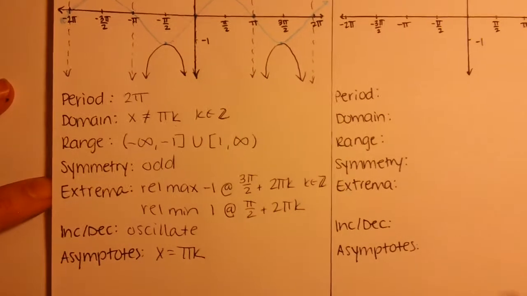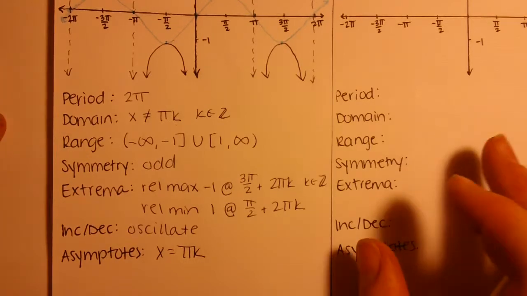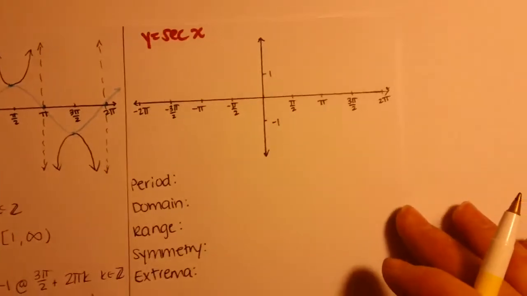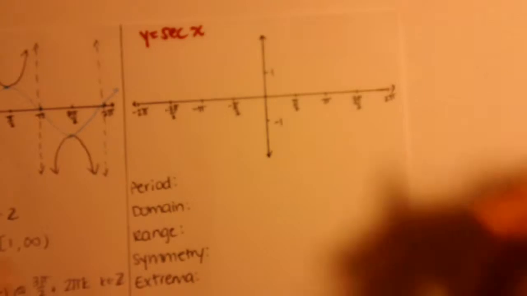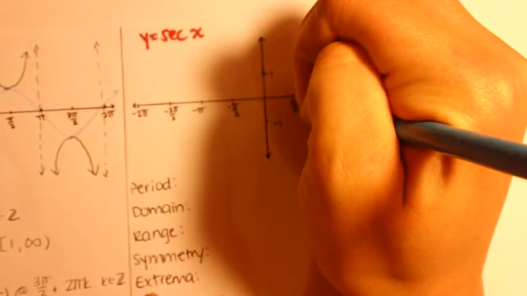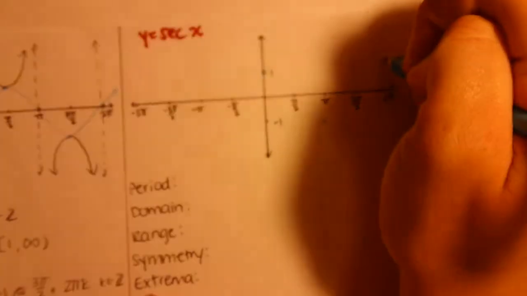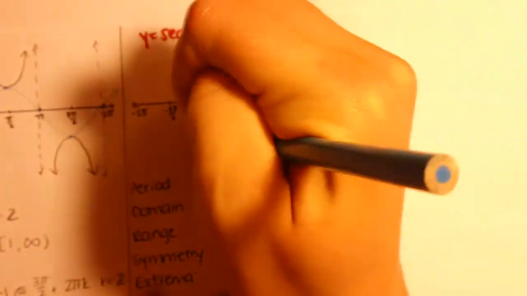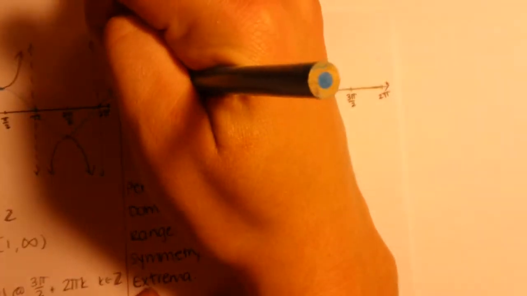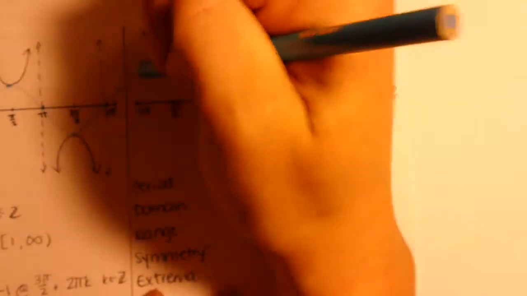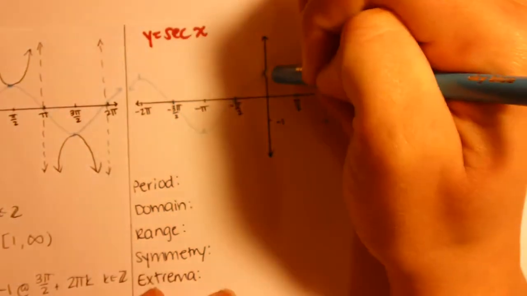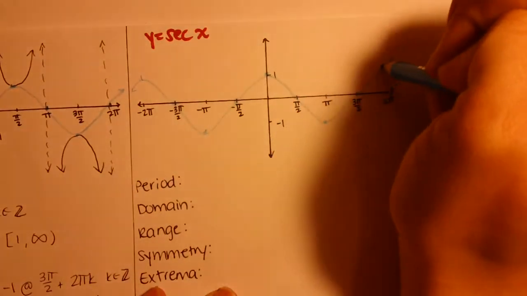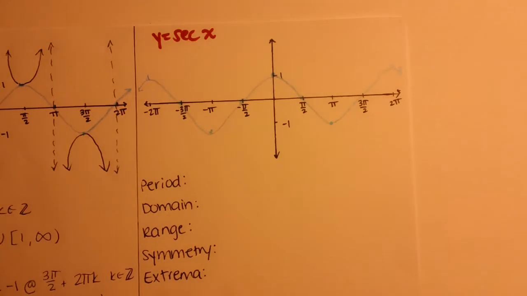Alright? So now we're going to do something similar for secant, because we know secant is the reciprocal of cosine. So we can draw our dots for cosine. Okay, so these are my dots for cosine. We can sketch the graph. So that's going to be our cosine.